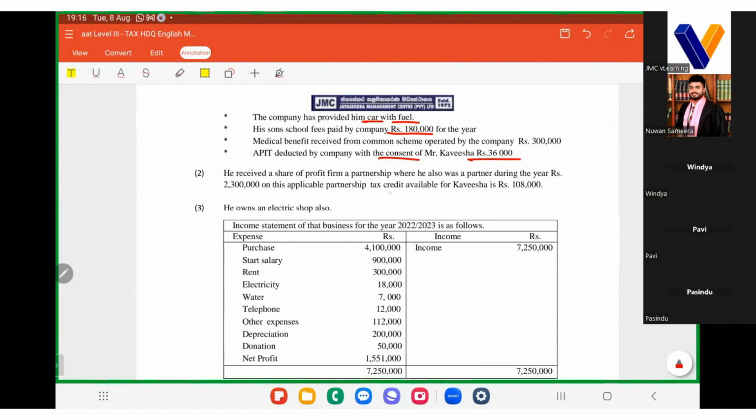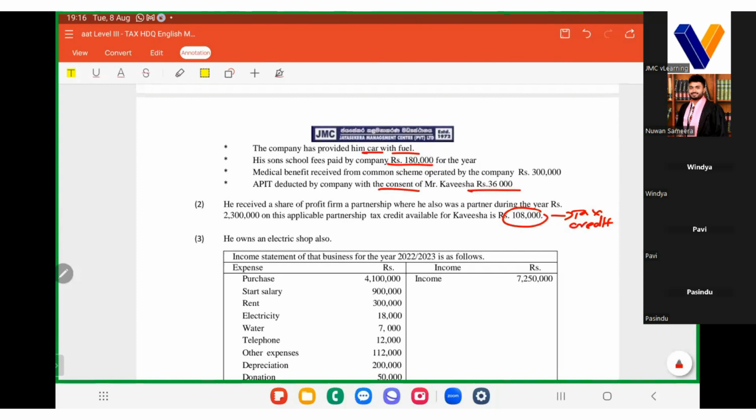So if there is a tax credit available under the partnership, you can deduct that as a tax credit. Now there are two tax credits available, partnership tax credit and APIT. This is also a tax credit. Then my dear students, regarding this APIT, the only thing that you need to know is, if you have any paid APIT in your exam, you are supposed to deduct that as a tax credit.